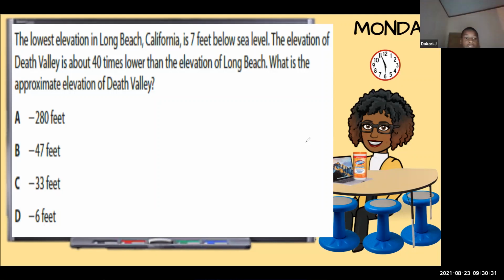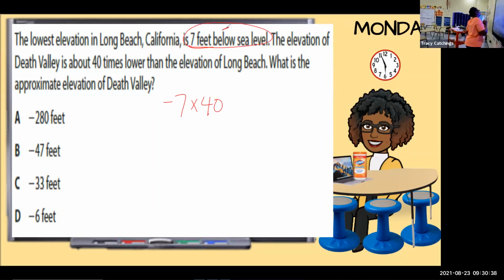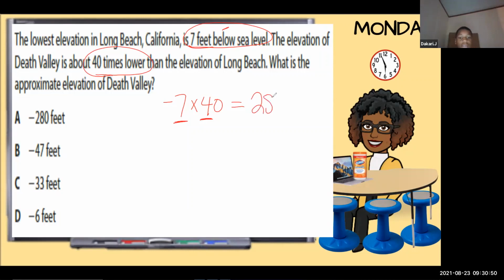-7 times 40. 7 feet below, that's where he got the negative, and it said 40 times lower, so he multiplied it by 40. Good job. You should remember the pattern of multiplication. 7 times 4 would be what? 28. And then we got 1 negative, so that means the answer is going to be what? Negative.